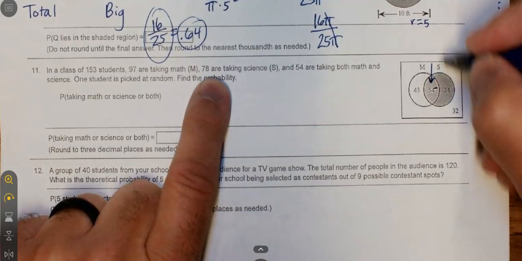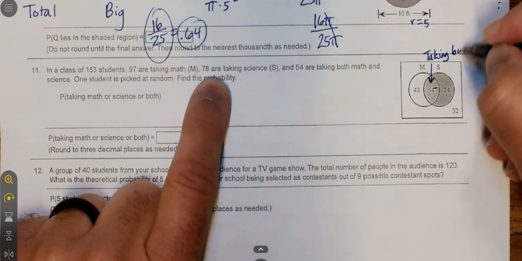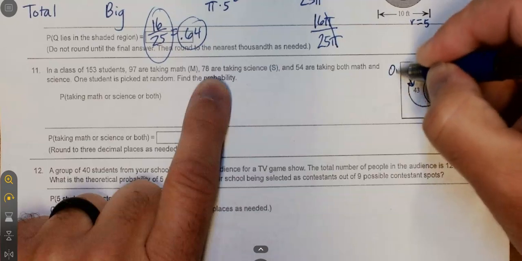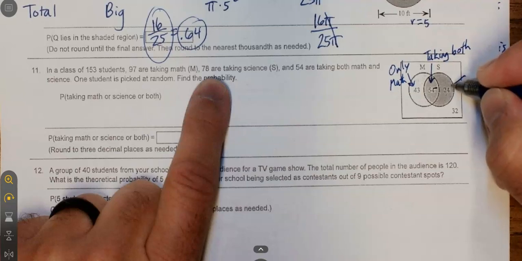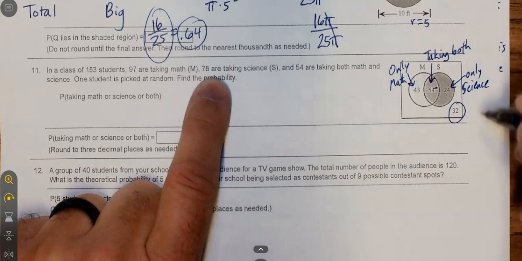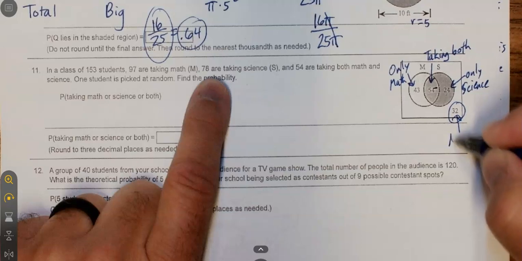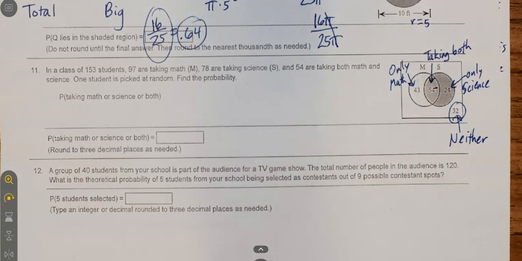These are the kids who are taking both. These are the kids who are only math. These are the kids who are only science. What about these 32 kids? Neither. They're not taking math or science. They must have gotten done with all their math and science credits.